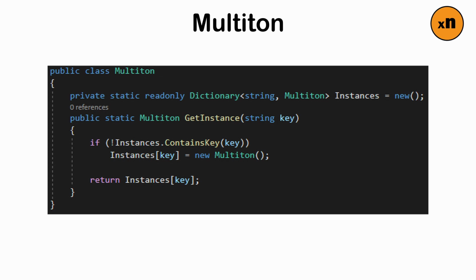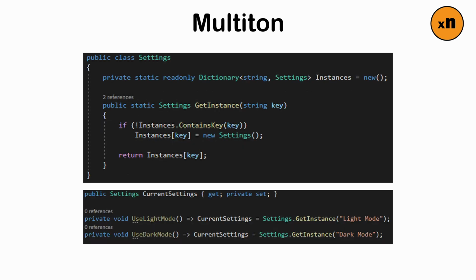For larger or unknown amounts, multitons can be stored in a static dictionary. When a new instance is needed, check the dictionary. If the key already exists, return the existing instance. Otherwise, create and store a new one. Multitons are great for things like configurations or databases where you need multiple distinct singletons. Just keep track of your keys to avoid unexpected results.